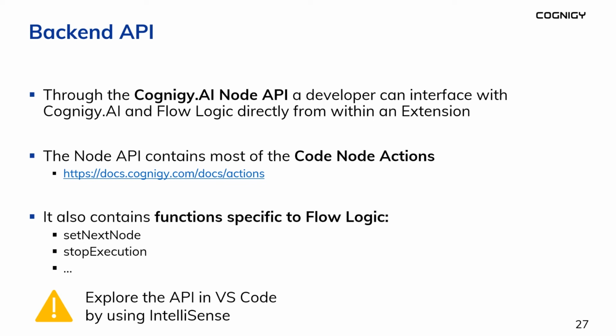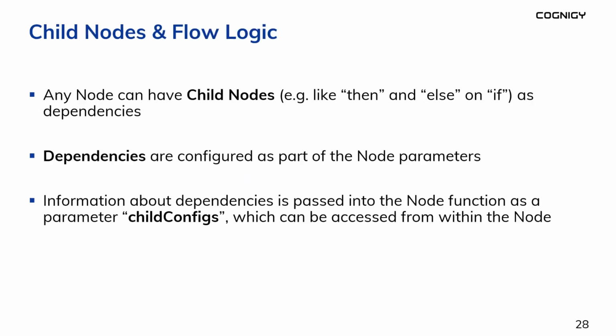As you remember, all Cognigy nodes were also built in the extension framework. And there's one feature of the Cognigy nodes that we haven't looked at yet in the extension framework, and that is child nodes and flow logic. An if node or a switch node or an optional question node have children that are created with them when the node is created in the Cognigy Flow Editor. And you can do that in the extension framework as well.